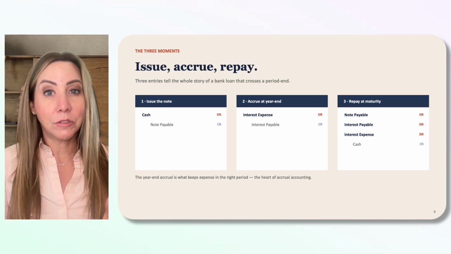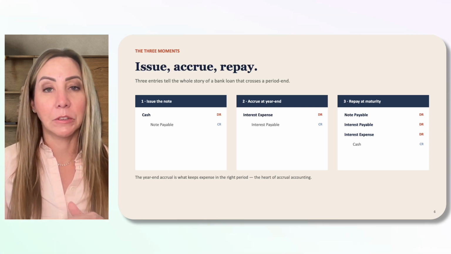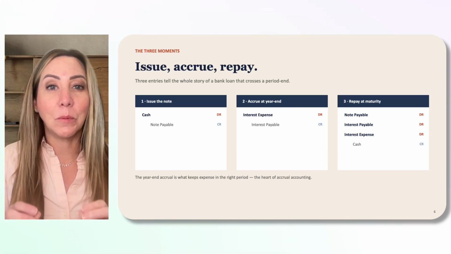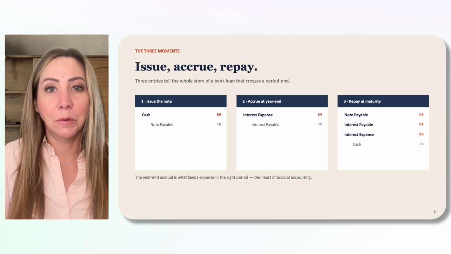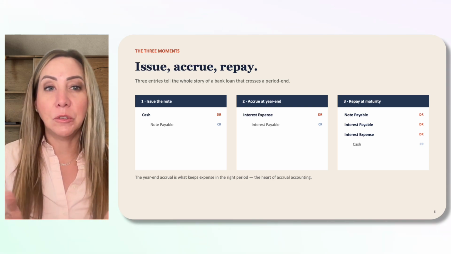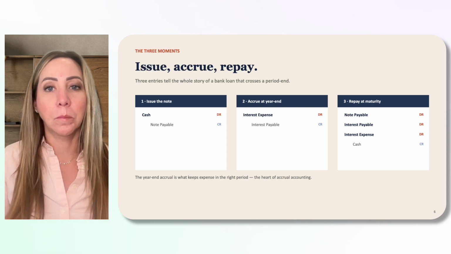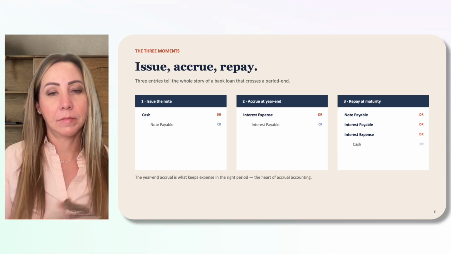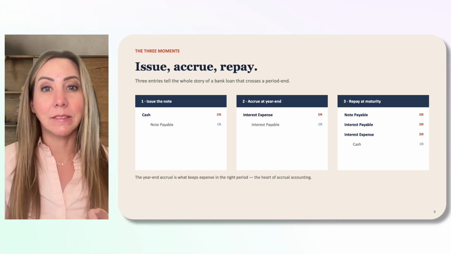Let's walk through the 3 accounting moments in the life of a bank loan that crosses a period end. First, when you issue the note, and notice that language, to issue a note, it means that we signed a piece of paper, a note, that says we will pay the money back that we borrowed with interest. When that happens, you debit cash for what you received and credit note payable for what you owe. Simple enough.